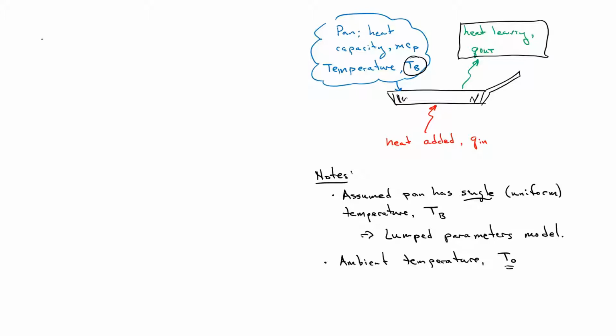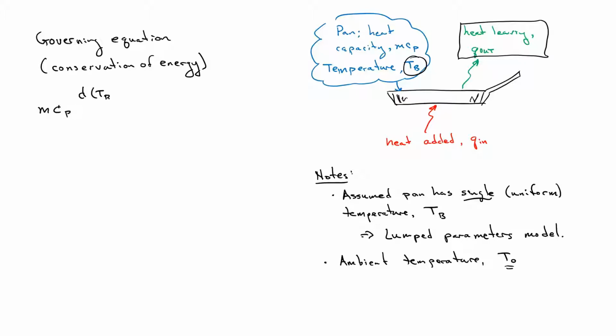The equation governing this, and this comes from a conservation of energy, is the change in the pan's stored heat, which is the heat capacity, mc sub p, times the rate of change of the temperature of the pan minus the ambient temperature with respect to time. So this term here is a change in the pan's stored heat. And the change in the pan's heat will show up as a temperature change in T sub B and T0.